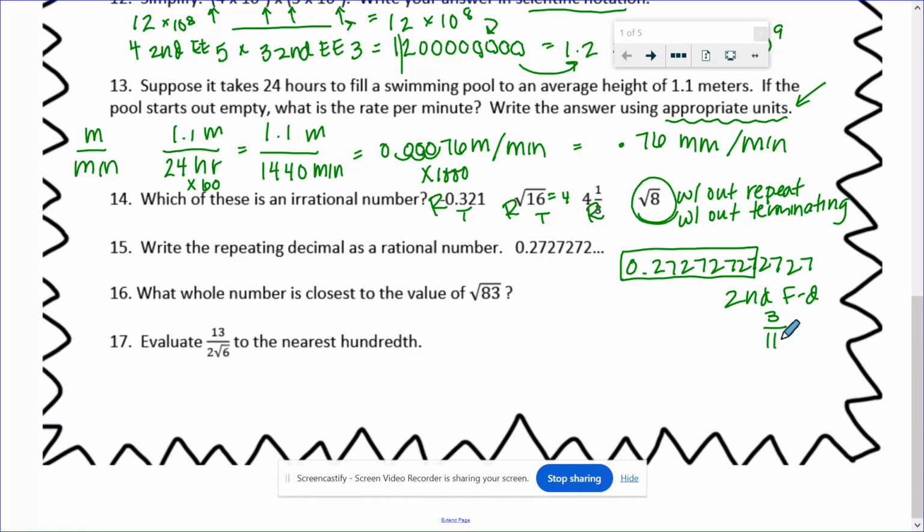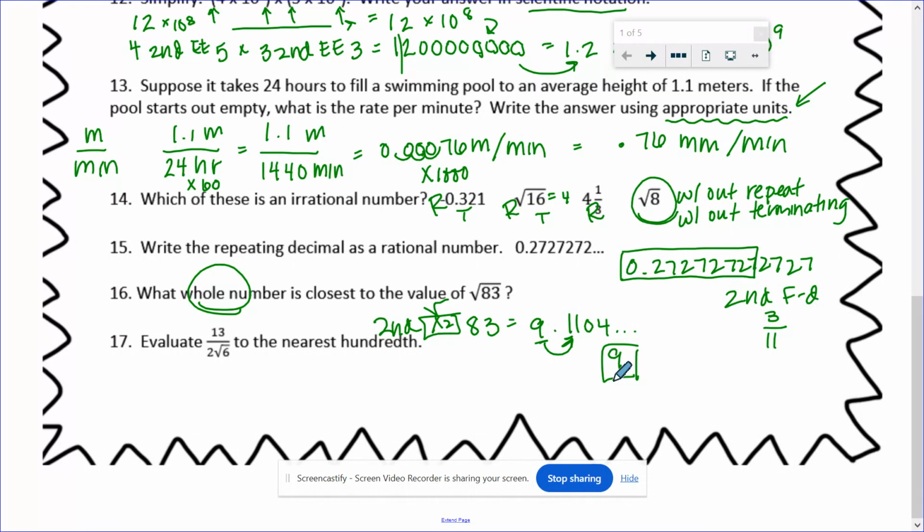Number 16, what whole number is closest to the square root of 83? If I put that into my calculator, so second function x squared because the square root's above it, and then my 83, I get 9.1104. It goes on forever because it's irrational, but we're looking for the whole number that's closest to it. So it's either going to be 9 or 10, but it's 9.1. So the 1 tells the 9 to stay the same. So 9 is the closest whole number.